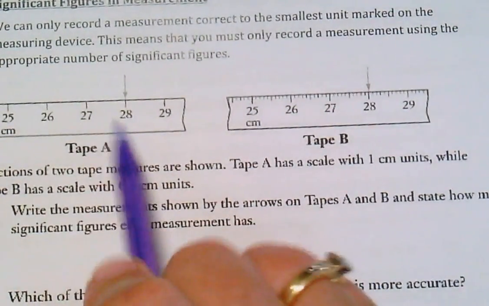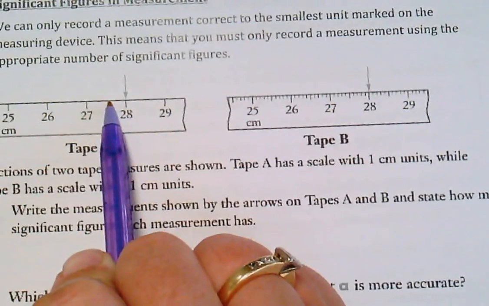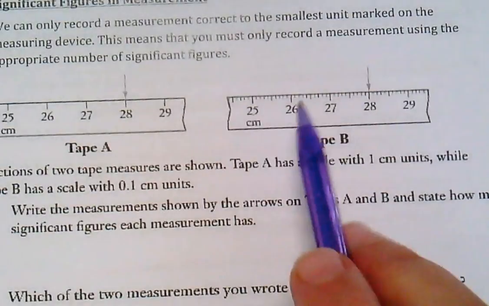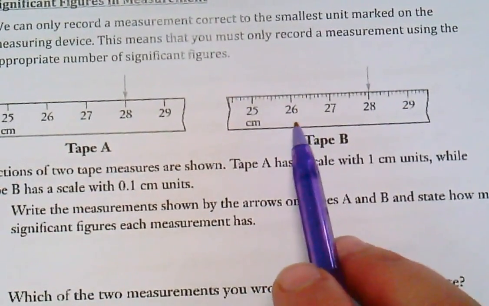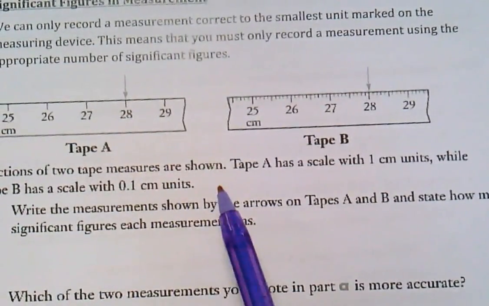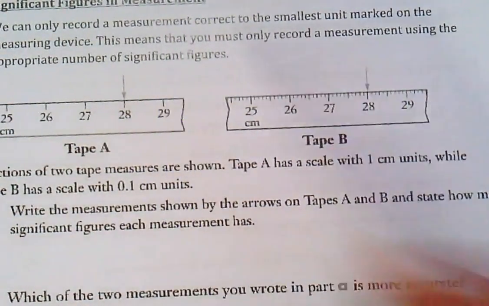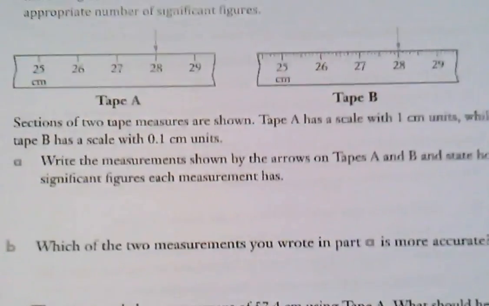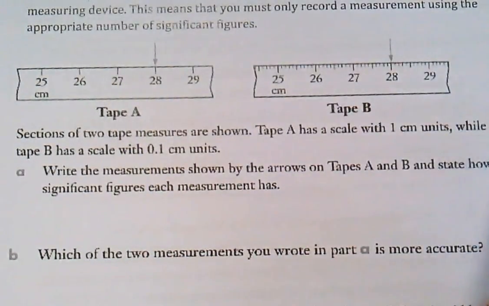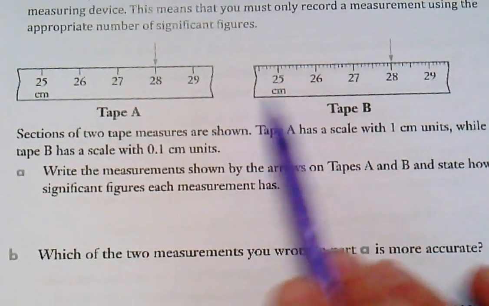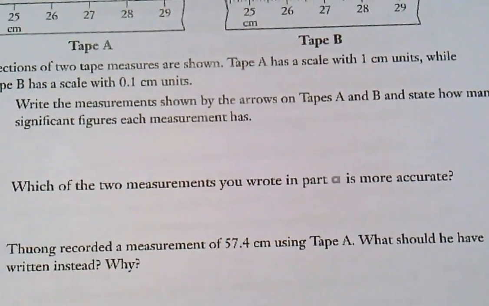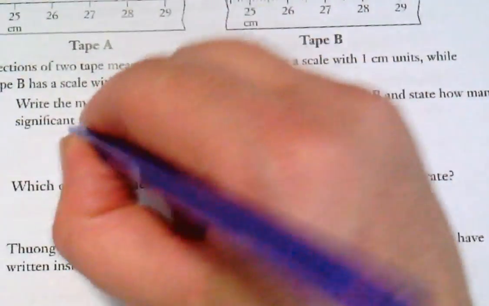So if even I was exactly, you know, a little bit over 27 and a half here, I say it's 28. Whereas this one, you are allowed to give me 0.1, 0.2. On the first tape, you're not allowed to say 27 point something, all right? You're not allowed to, because they're not marked. So that's what it's saying. Sections of two tape measures are shown. Tape A, the units are 1 centimetre apart, while tape B, the measurement units, are 0.1 centimetre apart or 1 millimetre apart. Write the measurements shown on tape A and tape B.